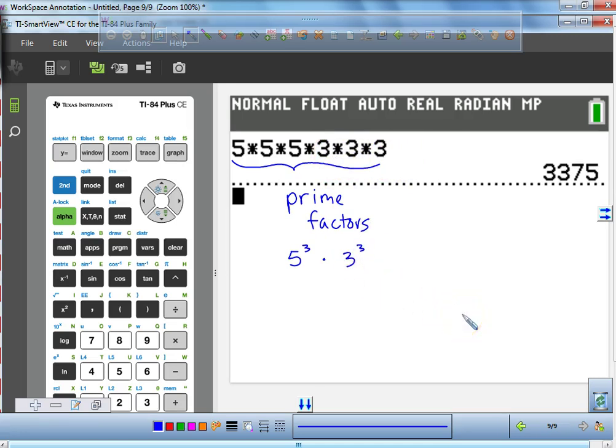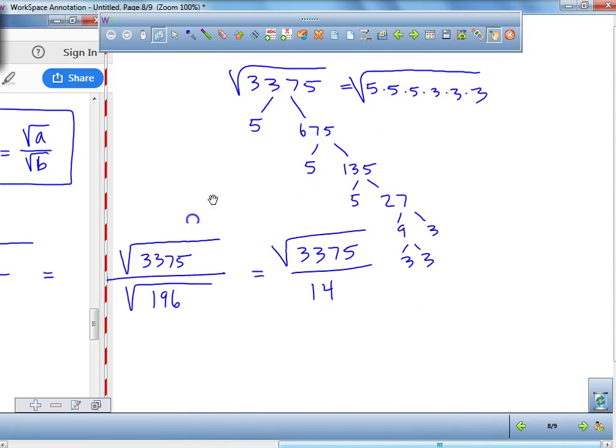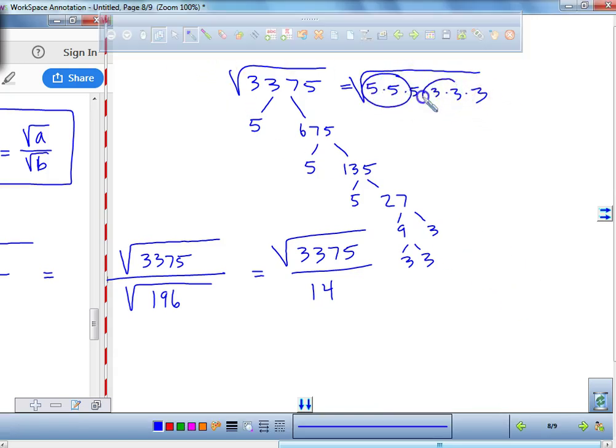That's how you condense it, okay? 5 cubed times 3 cubed. So I'm going to go back here. Hopefully, what have I proved to you right now? I've proved to you that this and this are the same. What do square roots look for? Groups of what? Groups of 2. I'm going to circle a group of 2. I'm going to circle a group of 2.